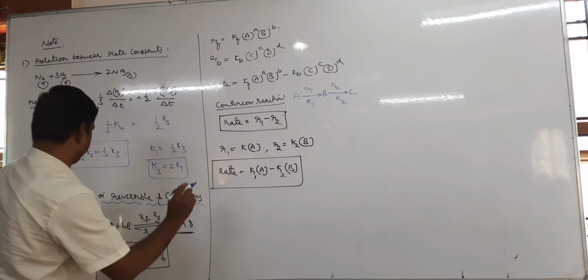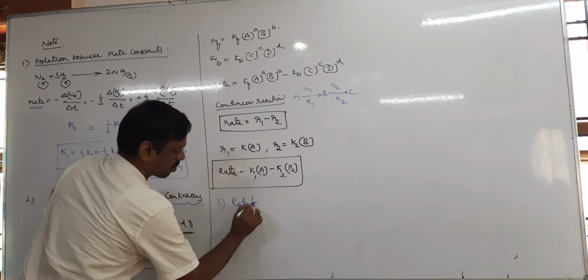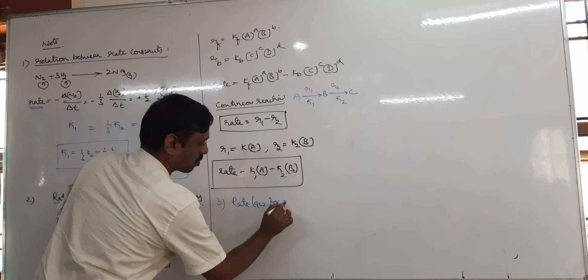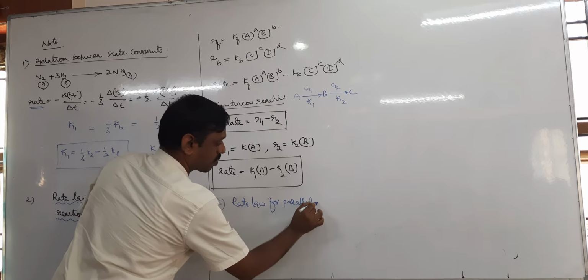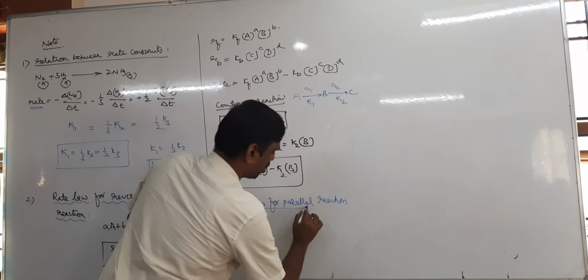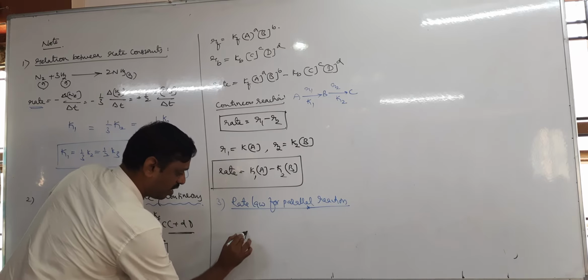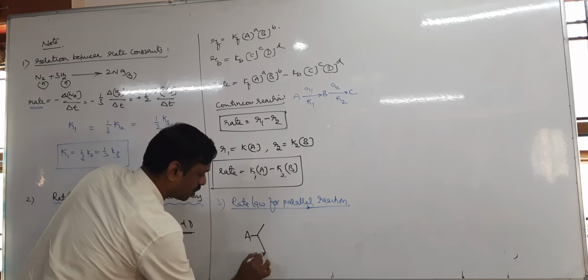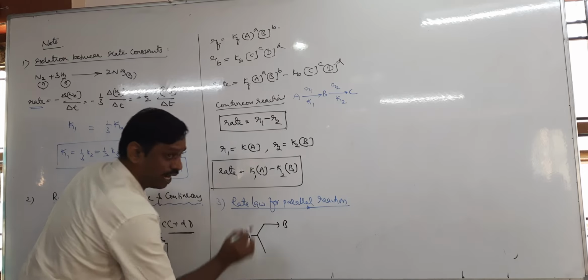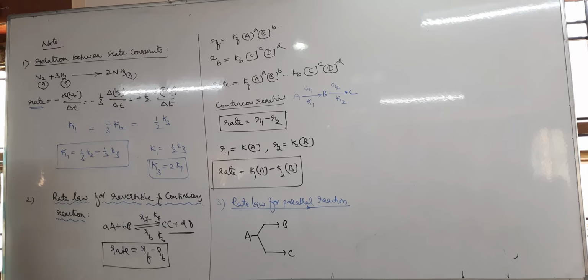Next, third one, rate law for parallel reactions. So what is the rate law for the parallel reaction? What is the meaning of parallel reaction? Let us take reactant A. The reactant A converts into B and parallelly A also converts into C. That is also possible, right?